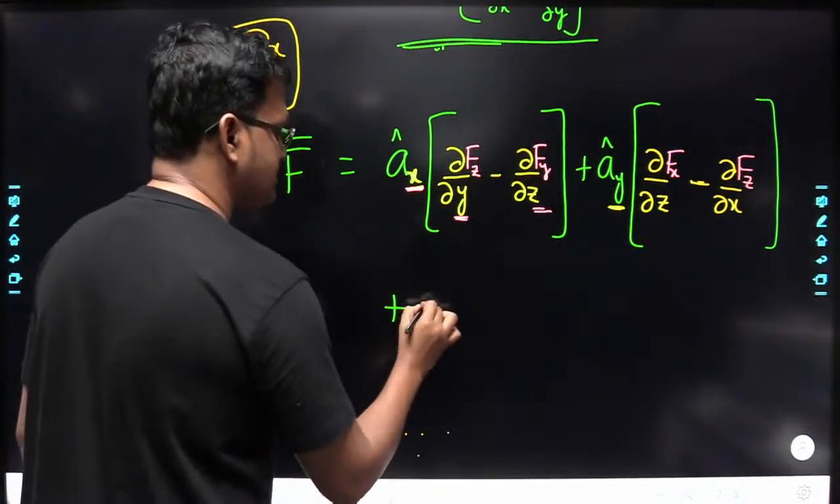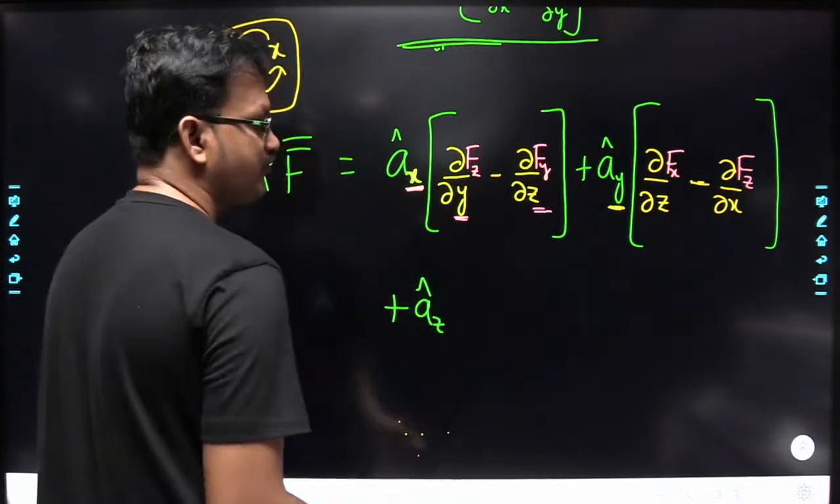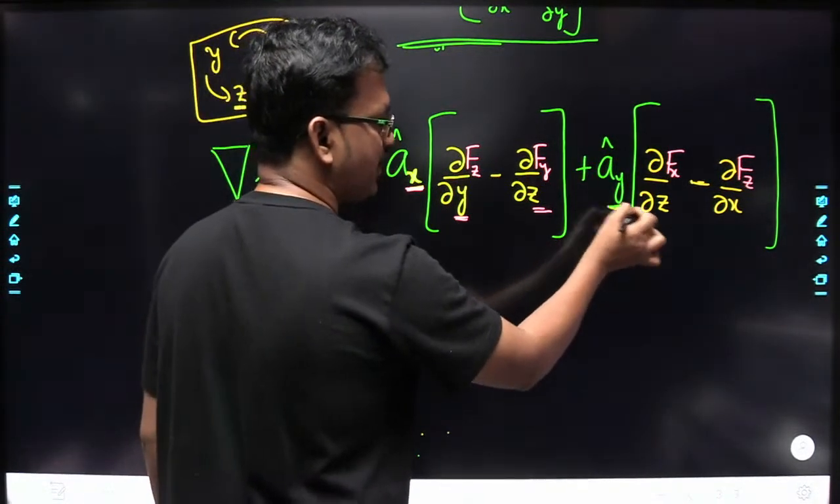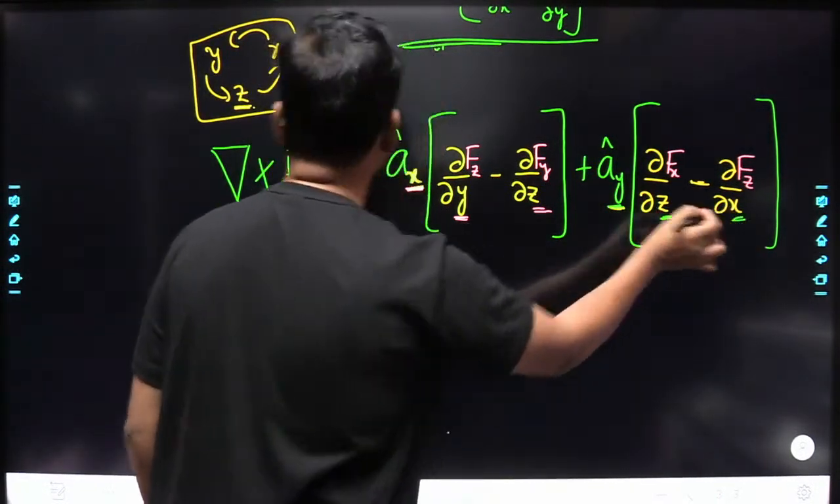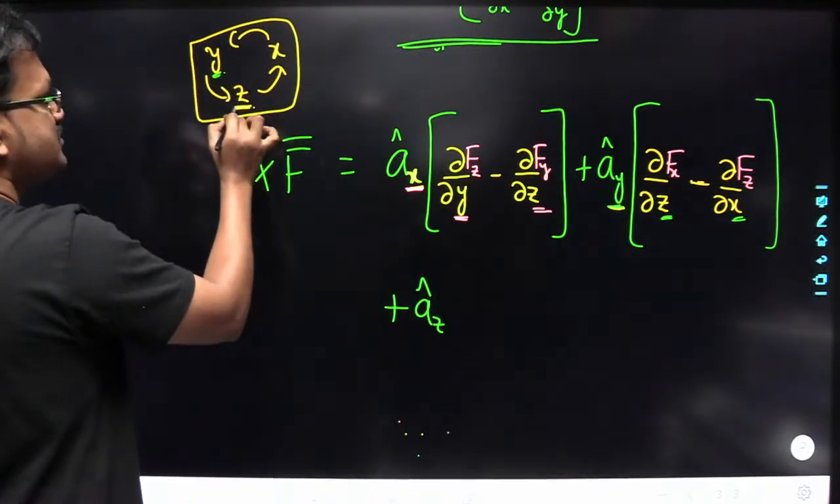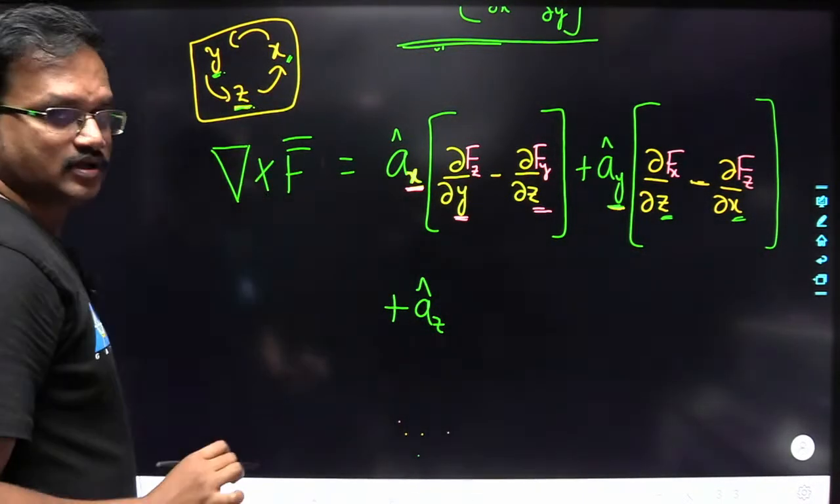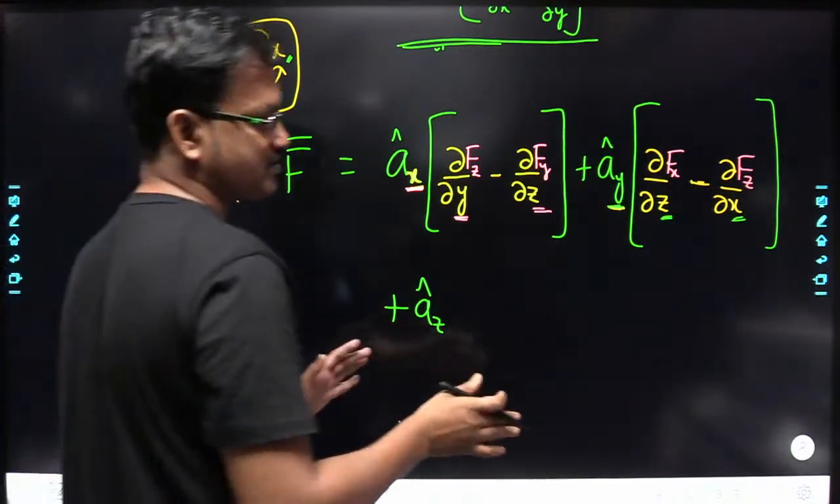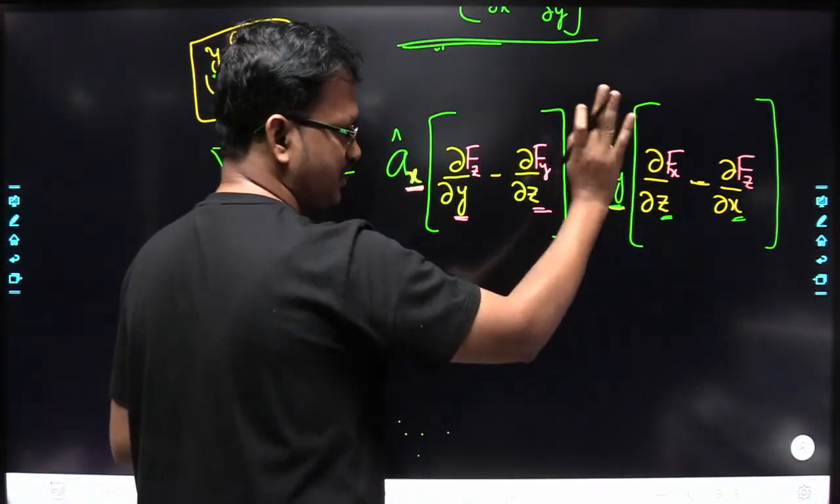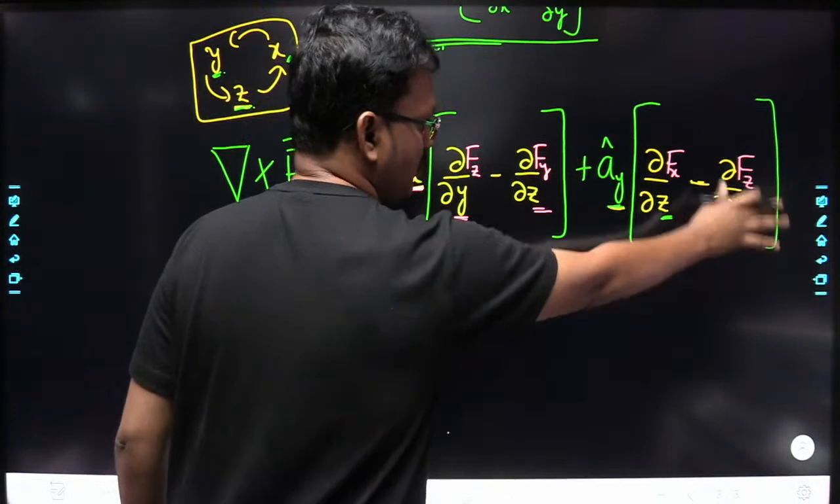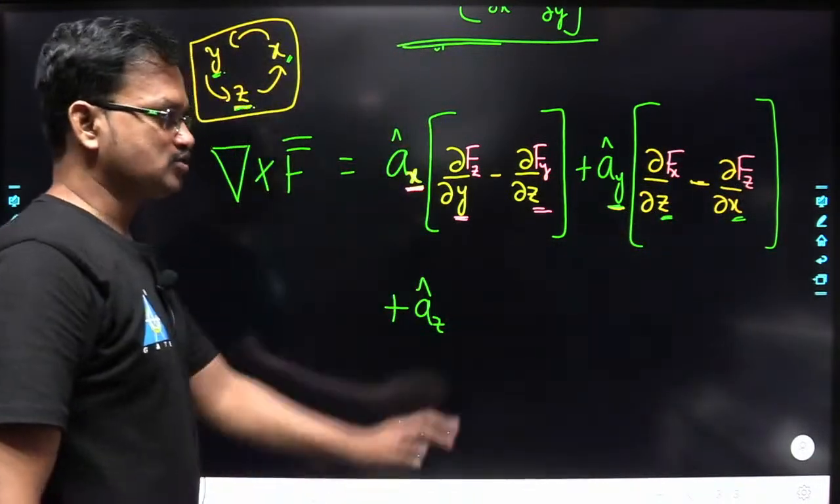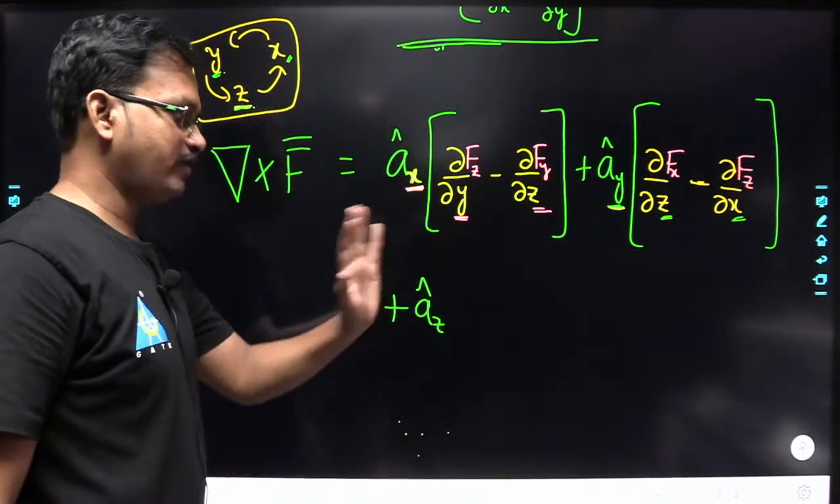Next, similarly plus az cap. Now if you see here, you are having y, here z and x. So it started from y, then z and then x, right. So always differentiate the x component with respect to z and the z component with respect to x while writing the y component. So with this we have completed the y component here.